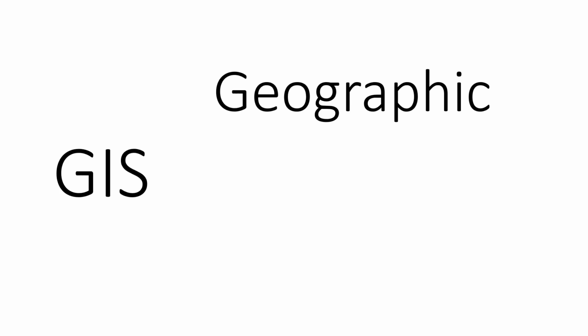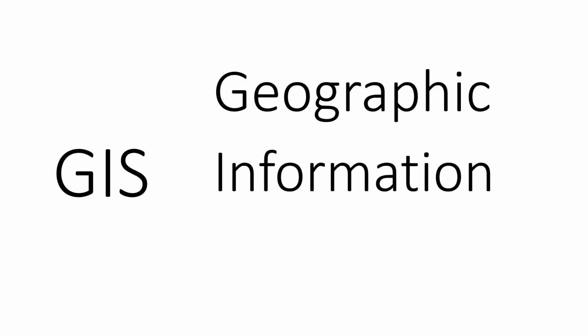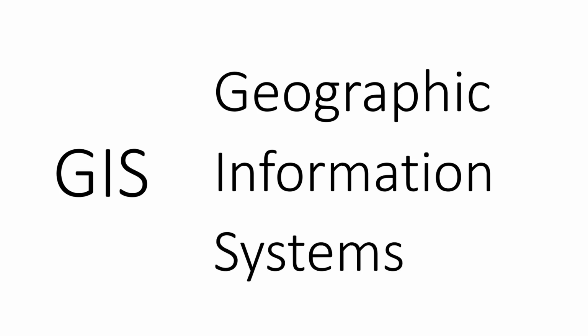Let's break this acronym, GIS, out to its component parts. G is for geographic. Everything happens somewhere. I is for information. This is the data we are interested in. And S is for system. How do we store, view, and analyze our data?